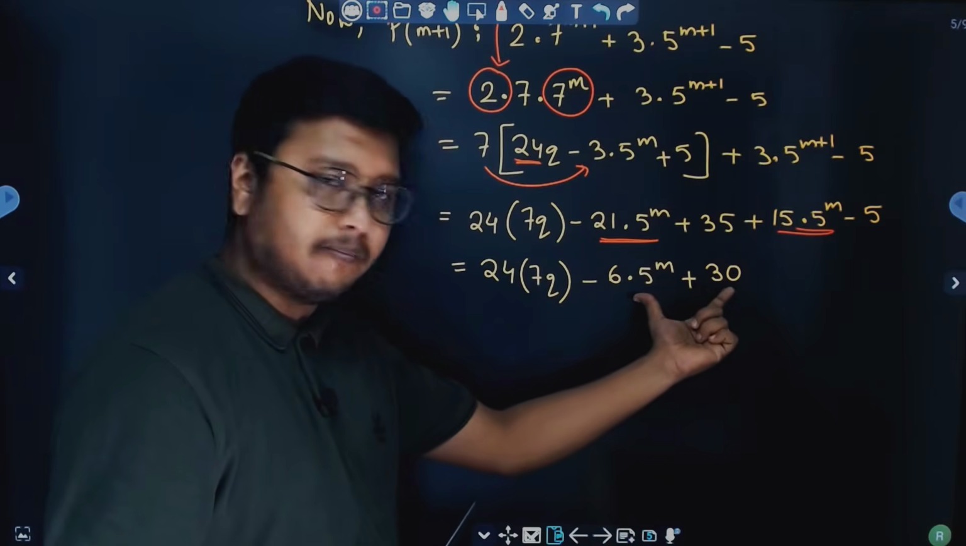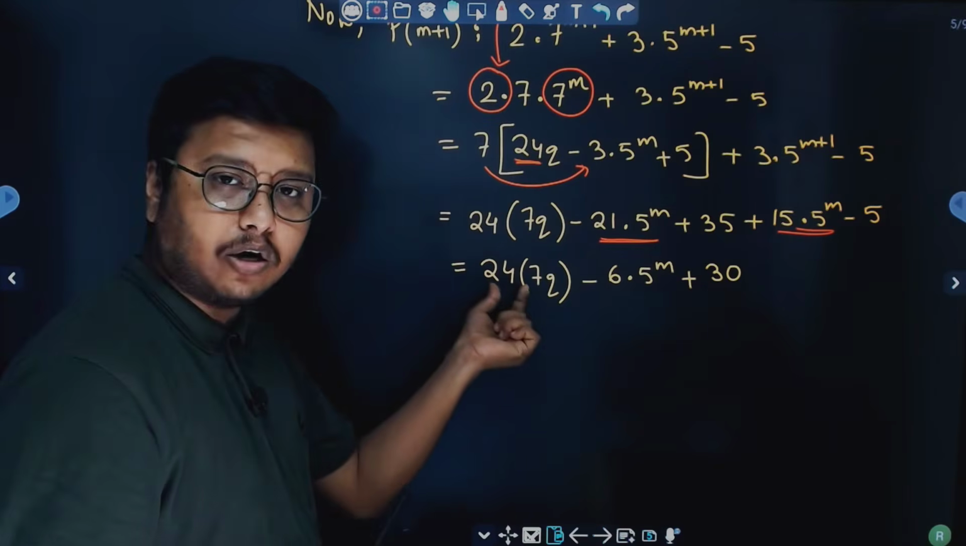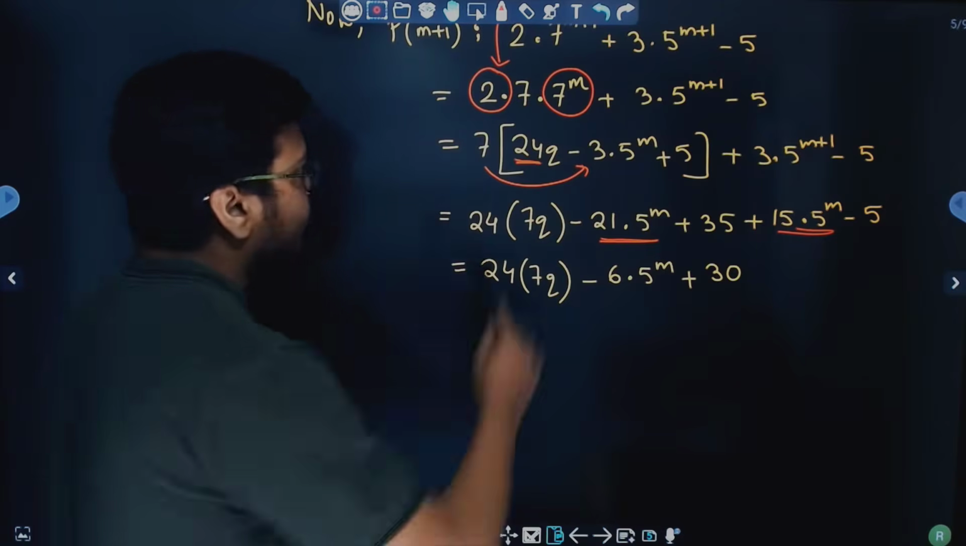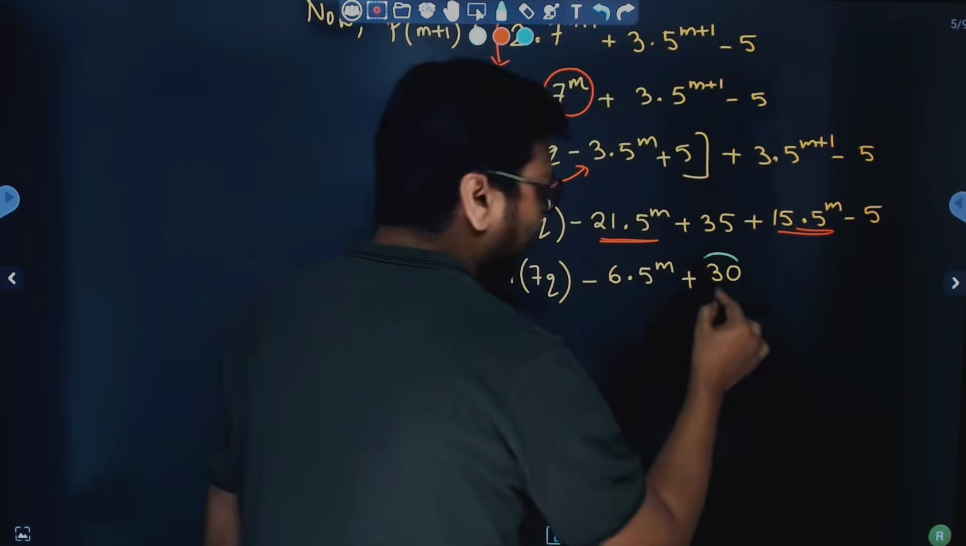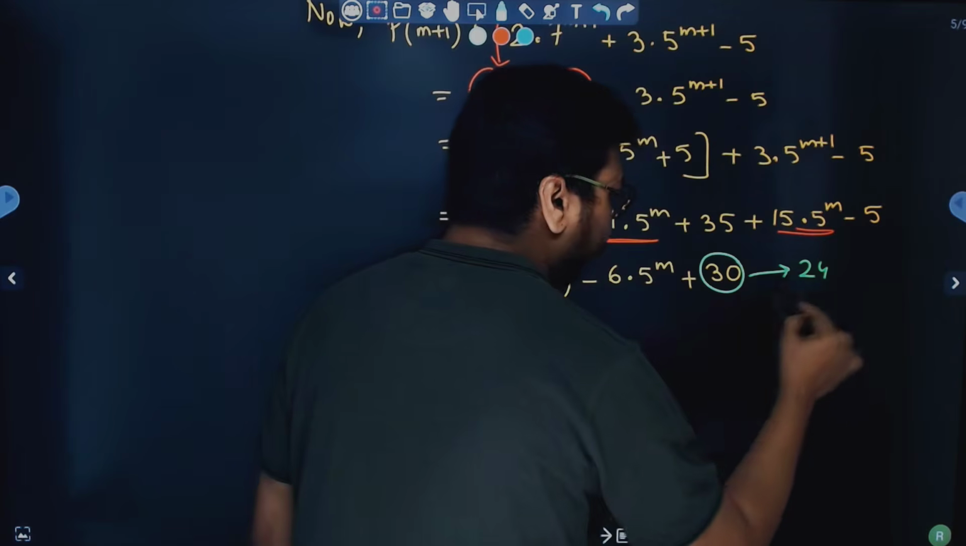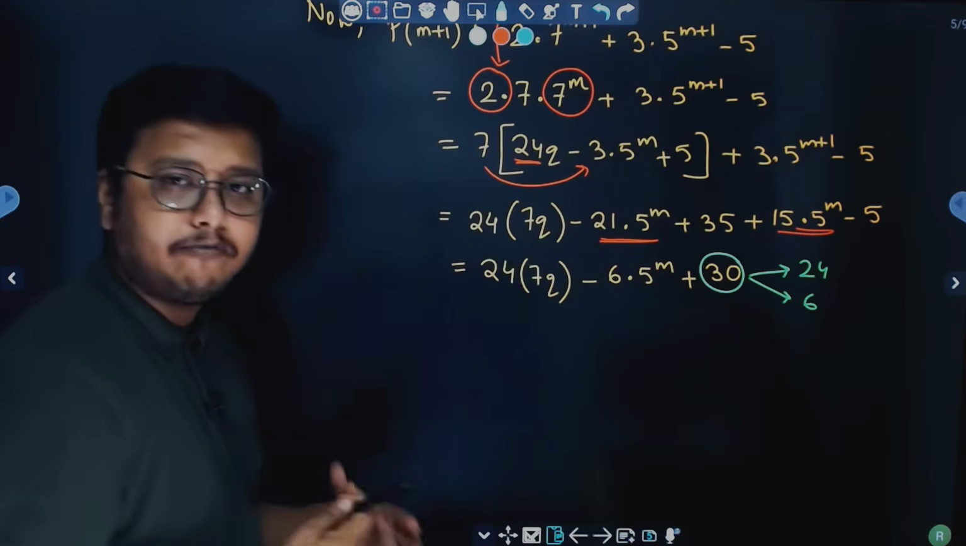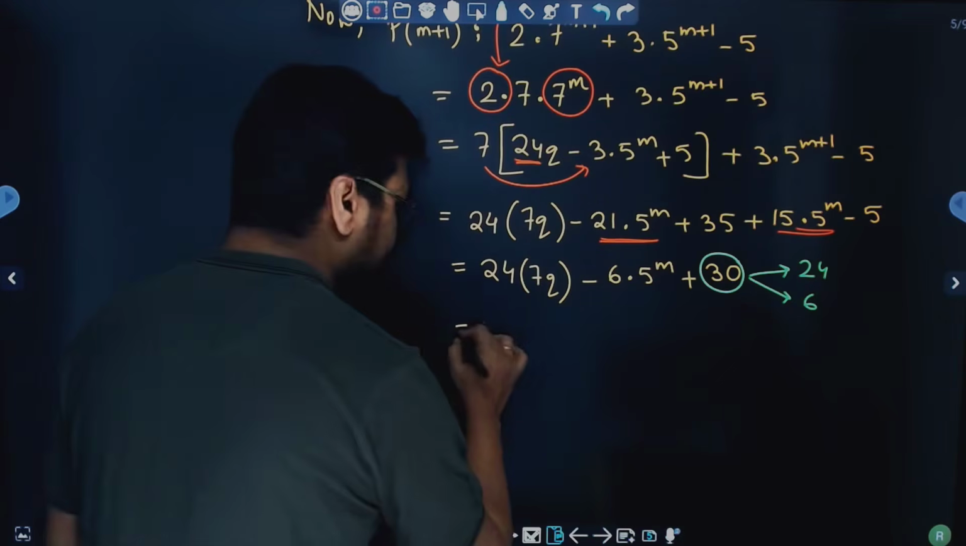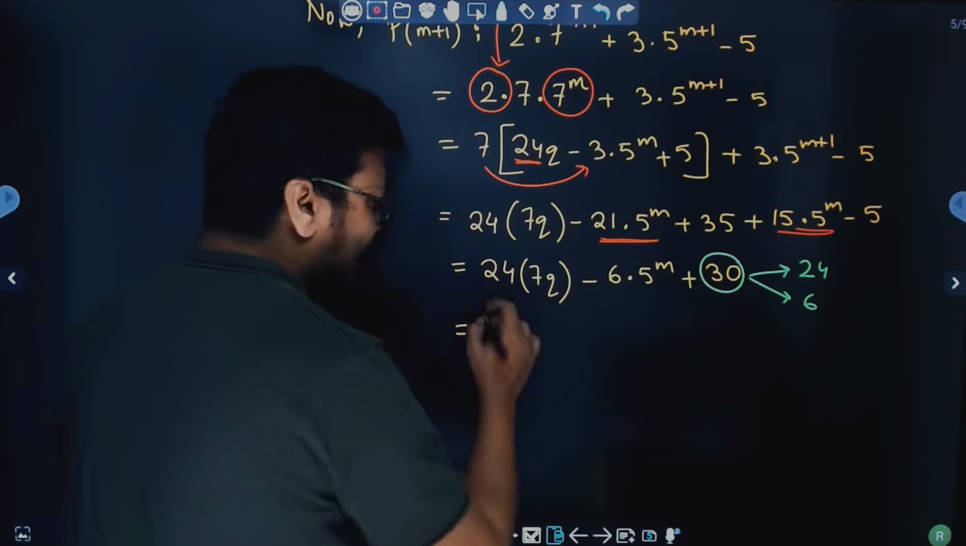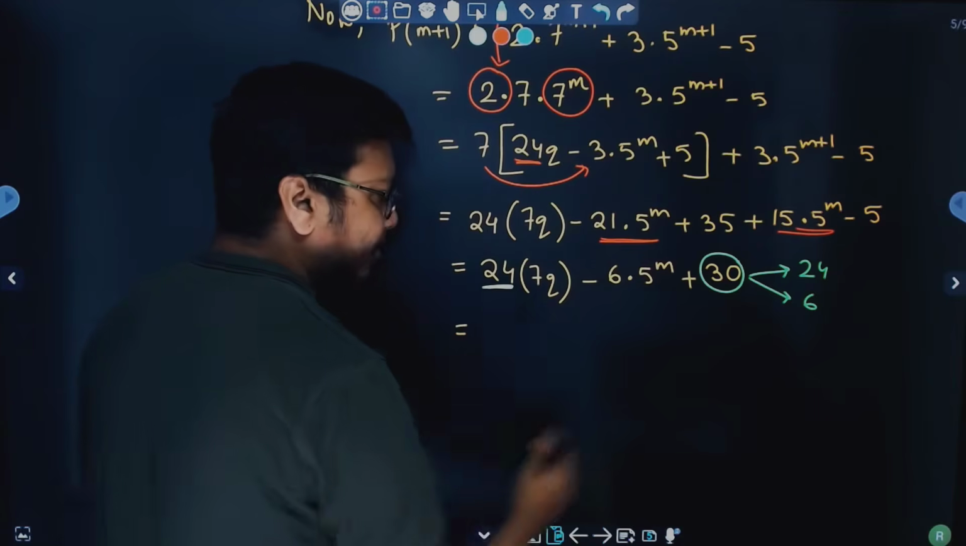Now from here I need to bring out a 24 common. These two are the problematic terms. Over here I've already got a 24. So what I can do is break up this 30 into 24 and a 6. 24 is my required term, right? So I can take this 24 and that 24 common.